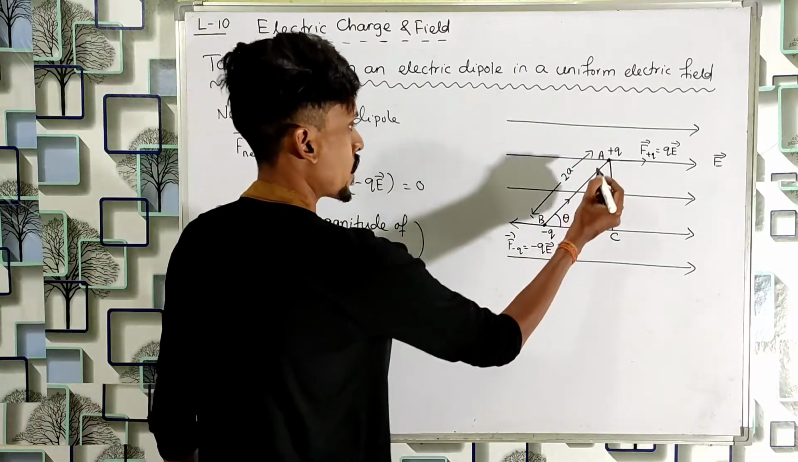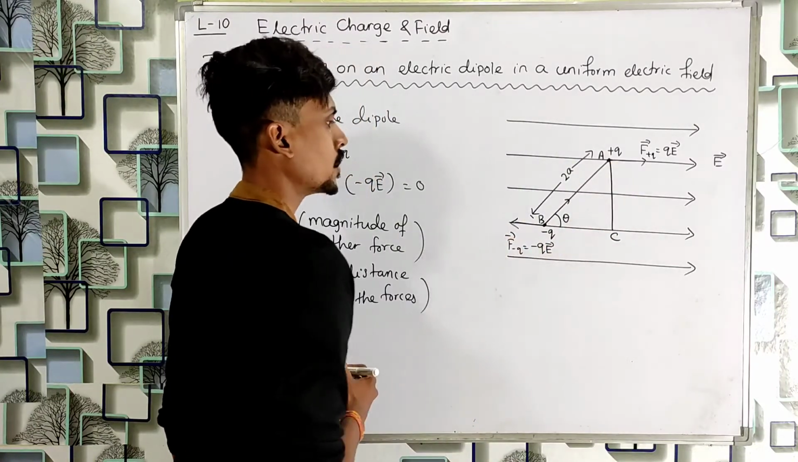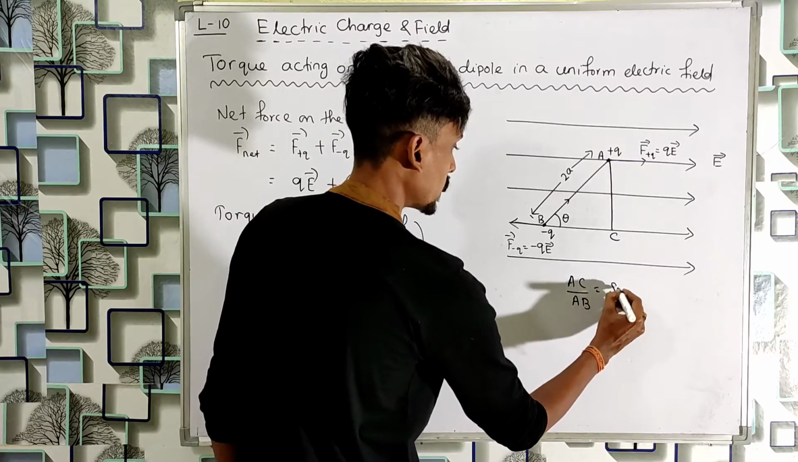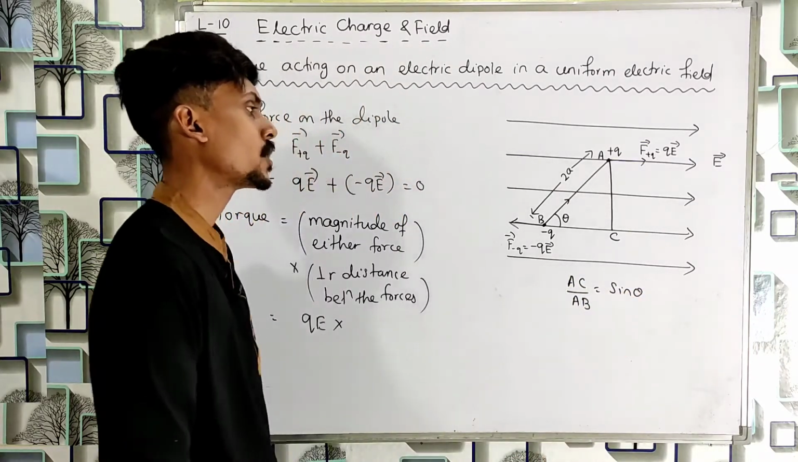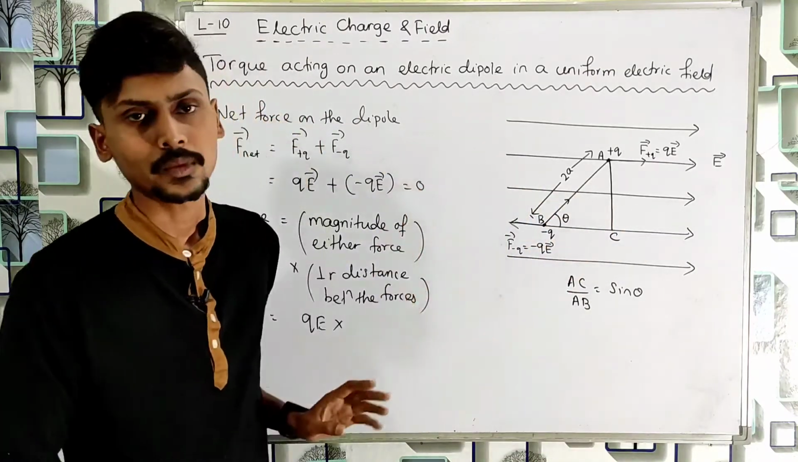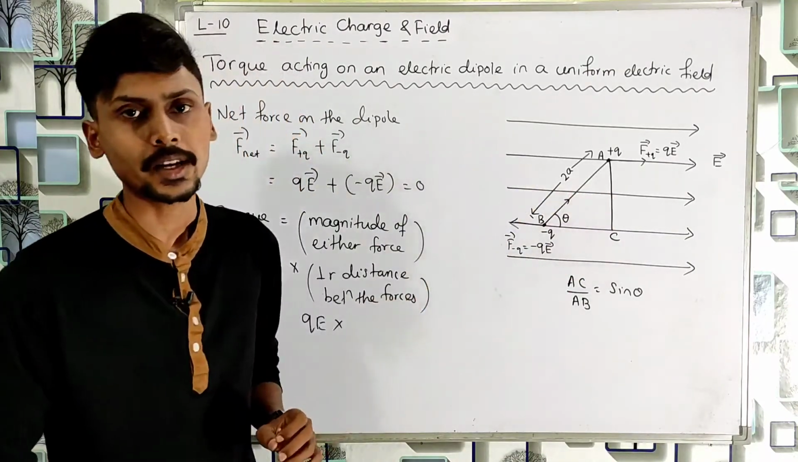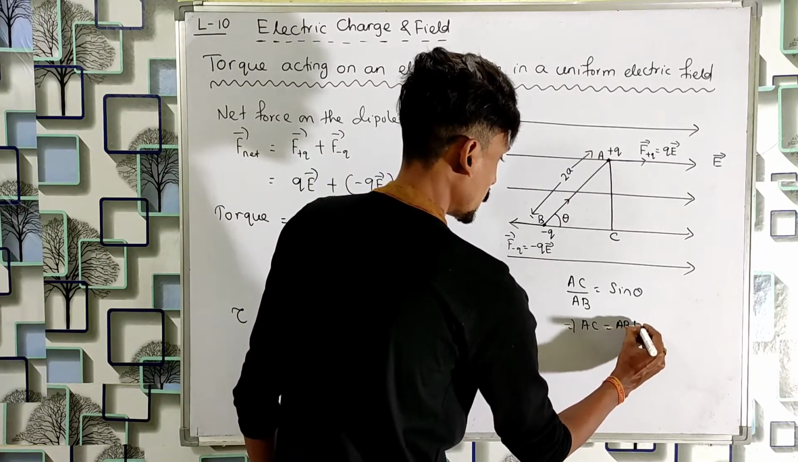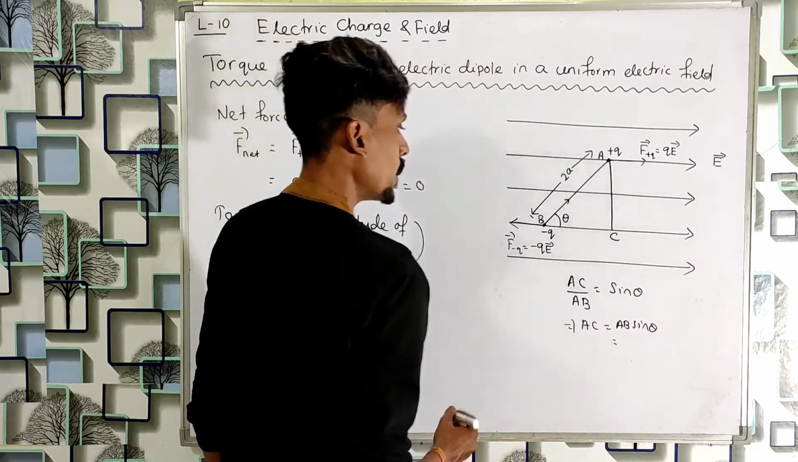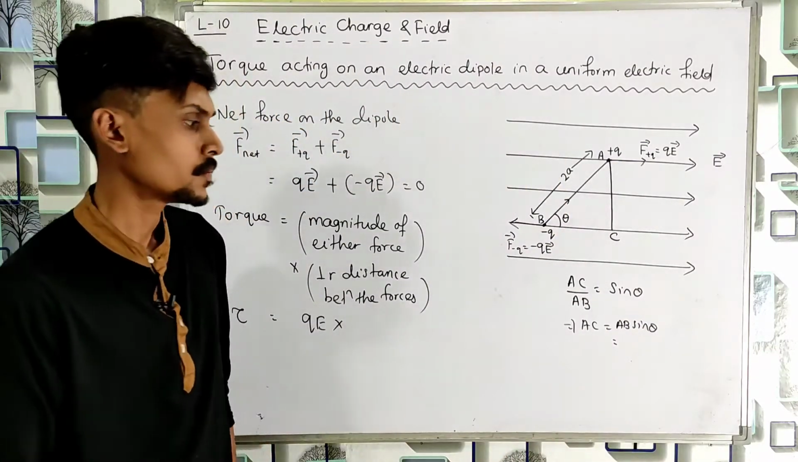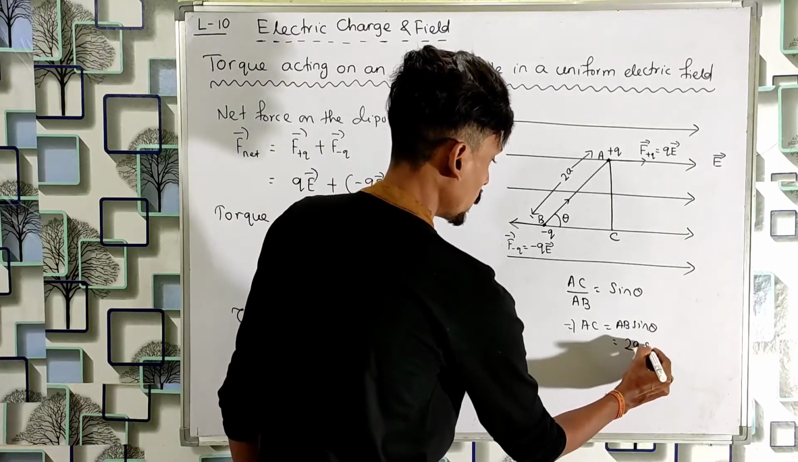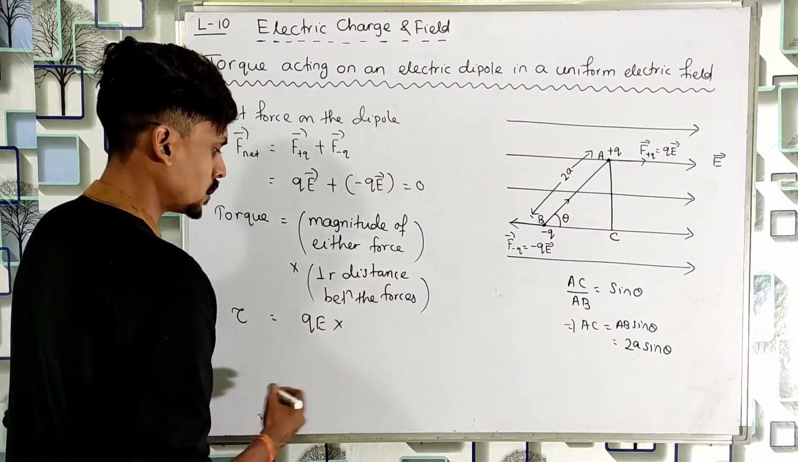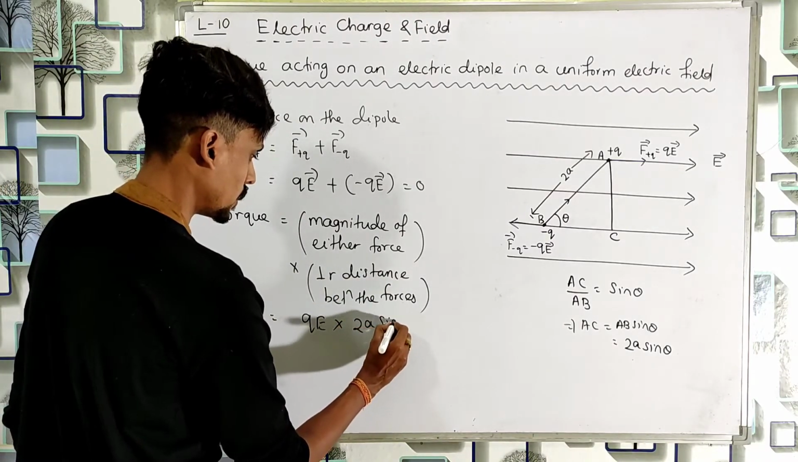So look at this triangle ACB. In this triangle, AC by AB will be equal to sine theta. We know that sine theta equals P by H. So AC by AB will be sine theta. That implies AC equals AB sine theta. And what is AB? AB is the dipole length, that is 2a. So AC will be 2a sin theta. So in place of this perpendicular distance, I can write 2a sin theta.